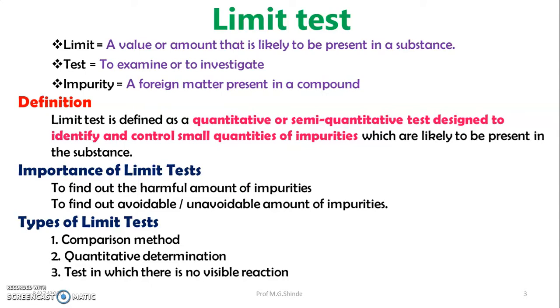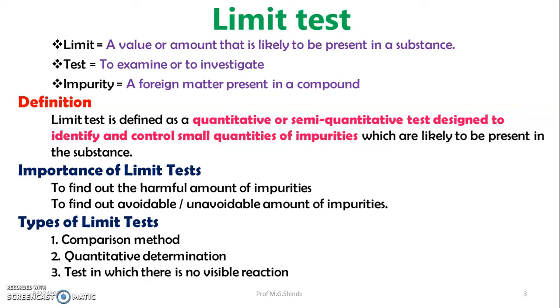First of all, what is limit? Limit is a value or amount that is likely to be present in a substance. Test means to examine or to investigate. Impurity is a foreign matter or foreign particle that is present in the compound. Definition of limit test: limit test is defined as a quantitative or semi-quantitative test designed to identify and control small quantities of impurities which are likely to be present in the substance.